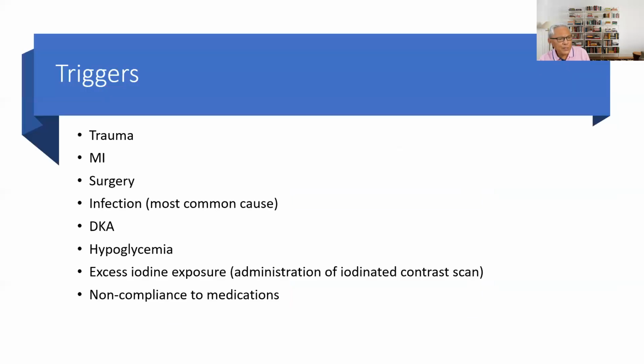And like myxedema crisis, there's also going to be a reason why or what triggers the severe hyperthyroidism. So the first one is going to be trauma, myocardial infarction, and surgery. Now, when you actually manipulate the thyroid and you start holding it and massaging it, it releases a lot of thyroid hormones. And so that is why in surgery, sometimes when they do a thyroidectomy, because of the manipulation of the thyroid, it could actually cause severe hyperthyroidism. Infection is the most common cause, diabetic ketoacidosis, as well as hypoglycemia. And excess iodine exposure is going to be also one.